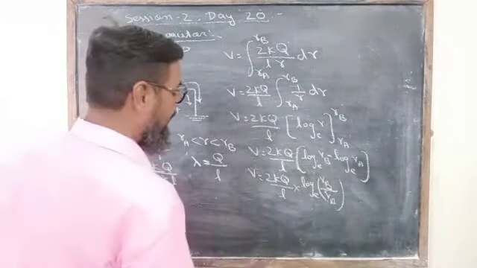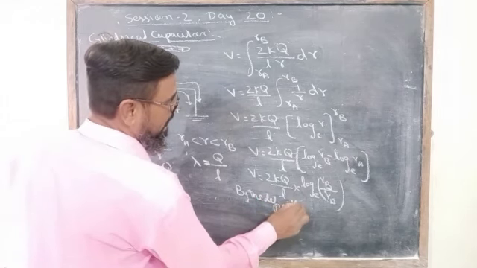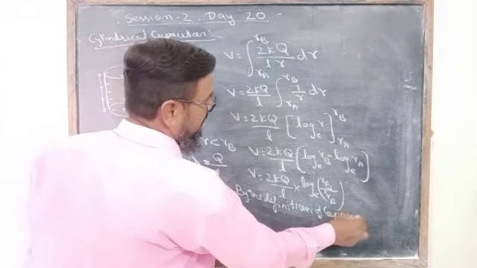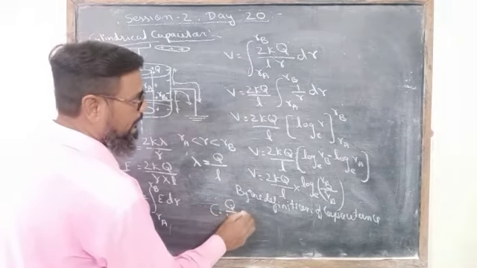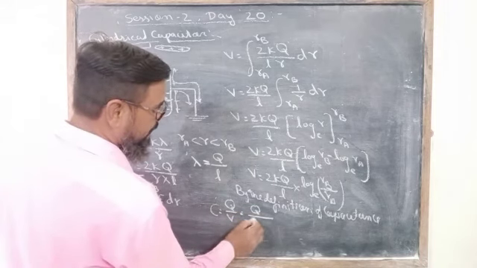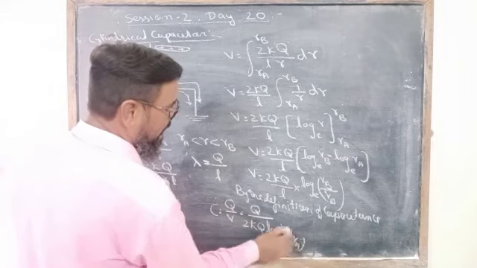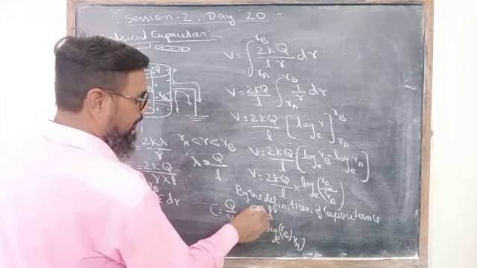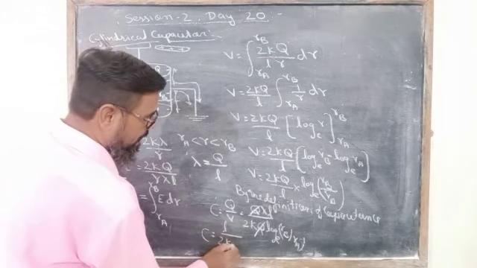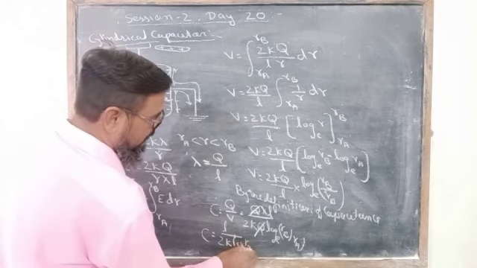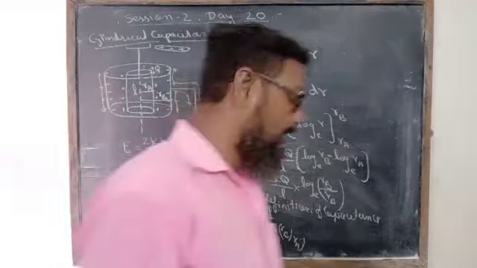Now, by the definition of capacitance, C is equal to Q by V, that is Q upon 2KQ log base E RB upon RA into L. Q and Q cancel out, and the value of C is equal to L upon 2K log RB upon RA. This is the value of capacitance.